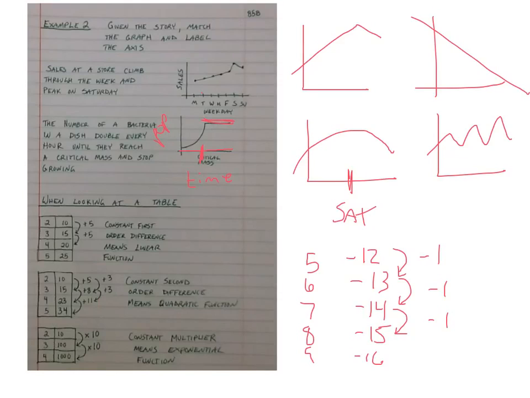And a third type of table, when we look at it, we have a constant multiplier. So from 10 to 100, we multiplied by 10. From 100 to 1,000, we multiplied by 10. When we have a constant multiplier, that means we have an exponential function. Maybe we have 4, 5, 6, 7, and over here what we have is 50, and then 25, and then 12.5, and then 6.25. And in each case, we are multiplying by 1/2. So there's your constant multiplier times 1/2.